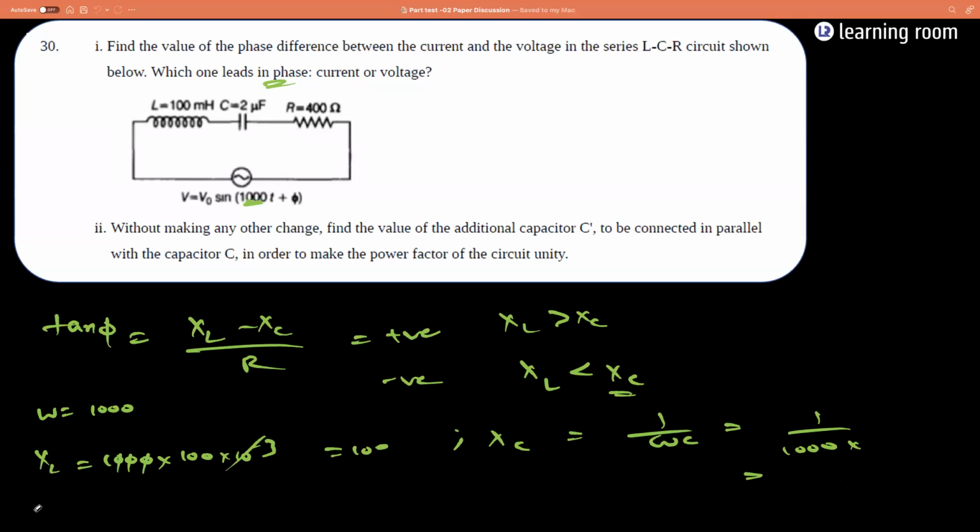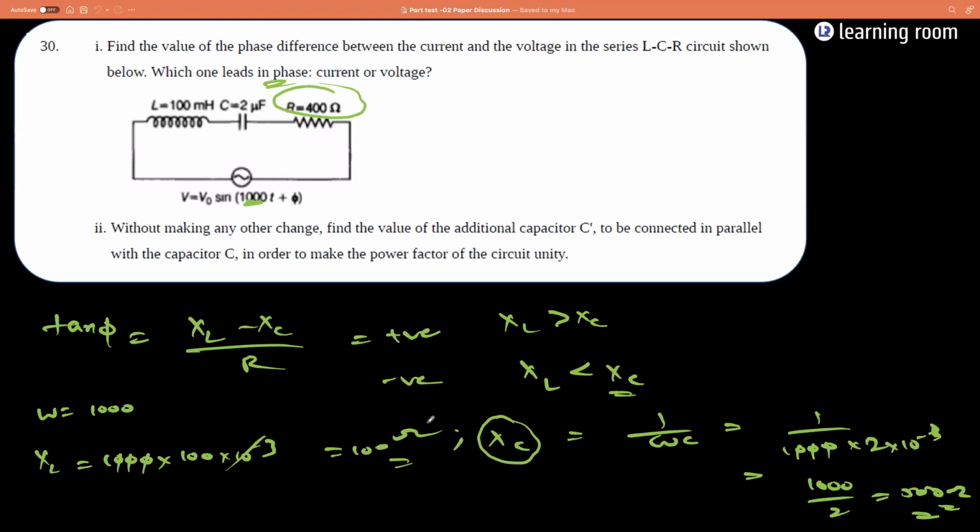Sir, why is it 400? I took resistance by mistake. It is 2 into 10 power minus 6. So 1, 2, 3, this will be 3. So 1000 divided by 2, 500. Sorry. So there is 100 ohm, this 500 ohm, and the resistance is 400 ohm. Clear?